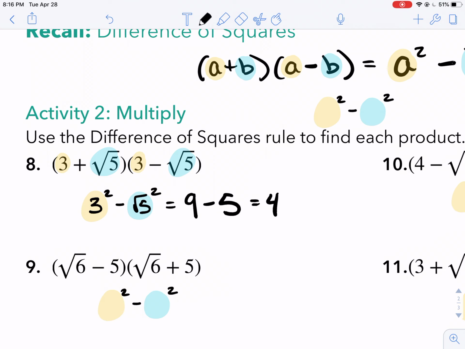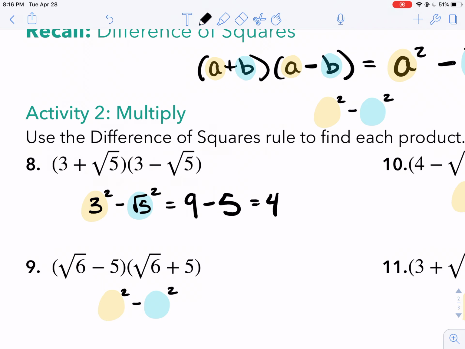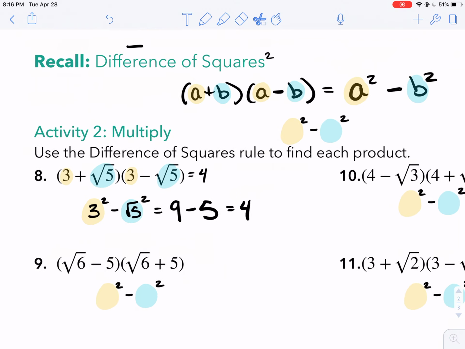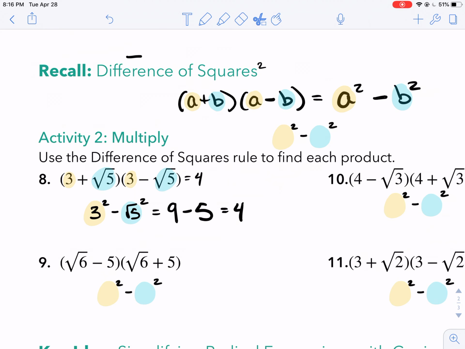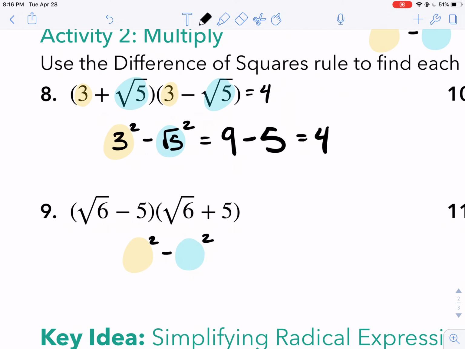Wait, hold up. You're trying to tell me that this whole thing is just equal to 4? Yes, that is literally exactly what I am saying. Isn't that so nice? And that's why we like difference of squares, because it cleans it up. And that's why conjugates are important, because they will help clean up an expression. Let's do our next one.